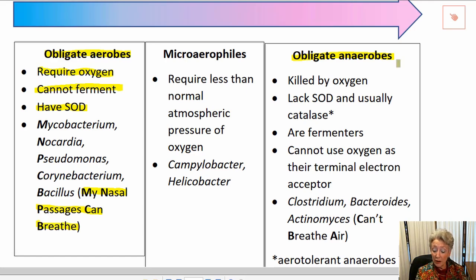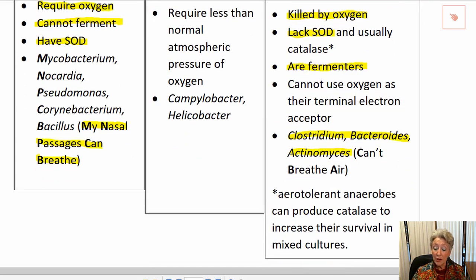Of my obligate anaerobes who are killed by oxygen, there's no reason for them to have superoxide dismutase because they are exceptionally fermenters. They do not respire aerobically at all. So these guys can't breathe air, as the memory tool. And then there is a subcategory of these that we refer to as aerotolerant anaerobes, who produce catalase in order to allow themselves to live in mixed cultures where someone else is producing H2O2.